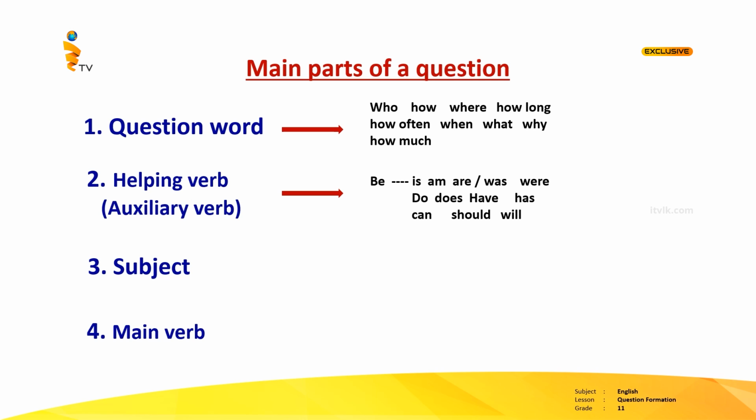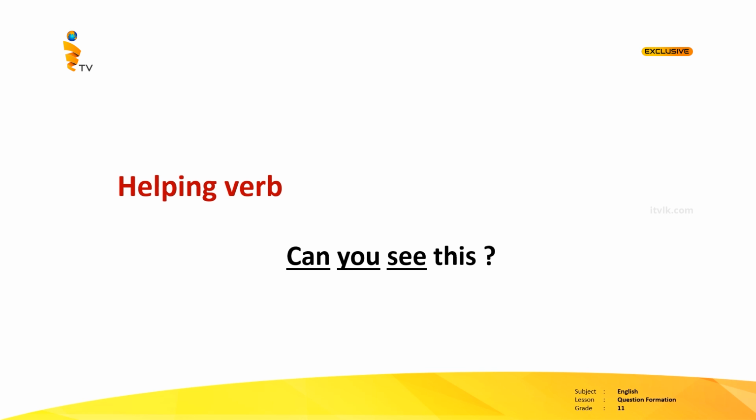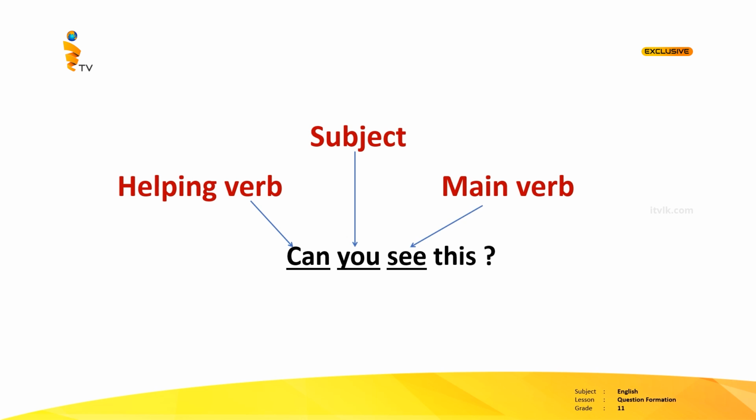And subject, this is the doer in the sentence. They can be I, you, we, he, she, it, etc. The last part is the main verb. It can be any verb like play, read, write, sing, dance, etc. Sometimes children may find it difficult to decide which verb comes first. Remember this. Actually, in a question, a main verb follows the subject. That means main verb comes after the subject.